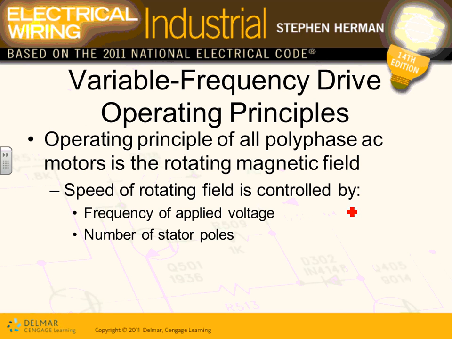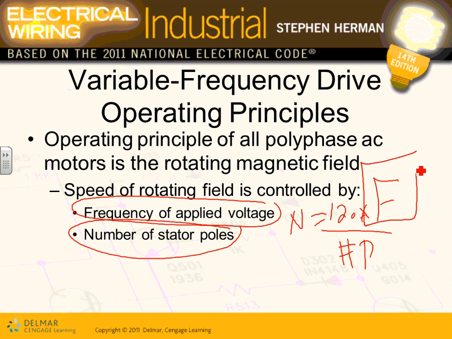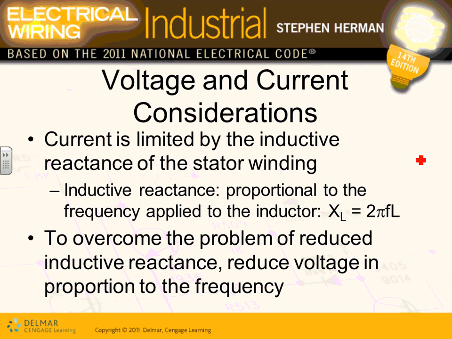In order to control the speed of an AC motor, guys, you have two methods: either the number of poles or the frequency of the applied voltage. If you remember, the speed equals 120 times F, the frequency, divided by the number of poles. Now, this is how they control the frequency. If you control the frequency, Karen, of a motor, you will control the speed of that motor. That's welcome to the VFD.